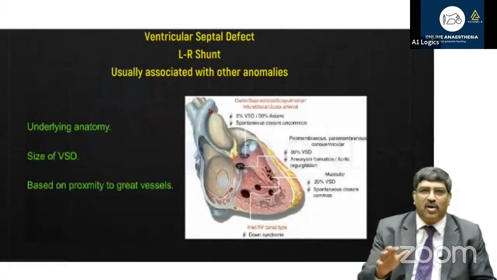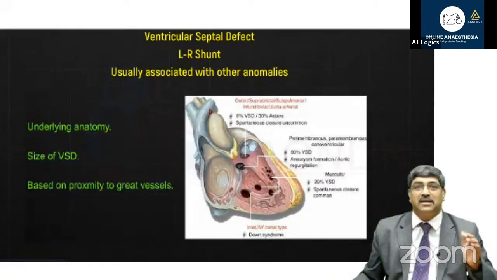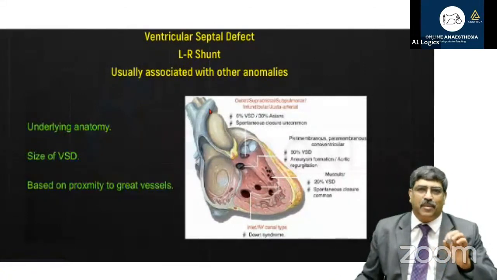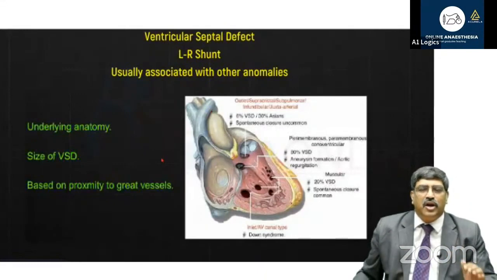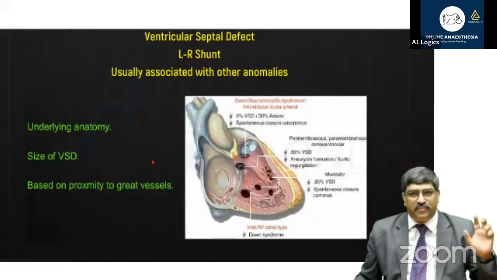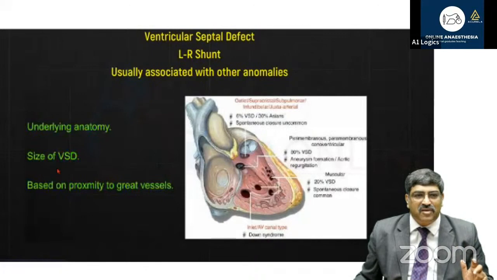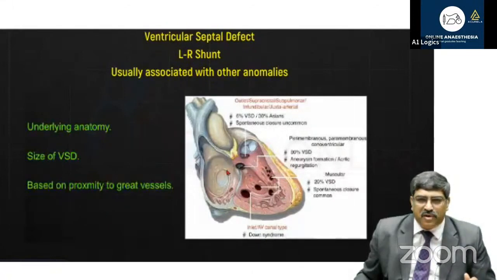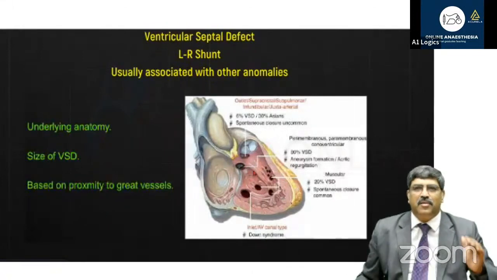Coming to the next common congenital heart disease, which is ventricular septal defect. It is slightly more complex than atrial septal defect, and here the left to right shunt occurs at the ventricular level and it is usually associated with some other anomalies. It is classified based on the anatomy, size of the VSD and proximity to the great vessels. Looking at the anatomy, most of the VSDs arise at the membranous part.